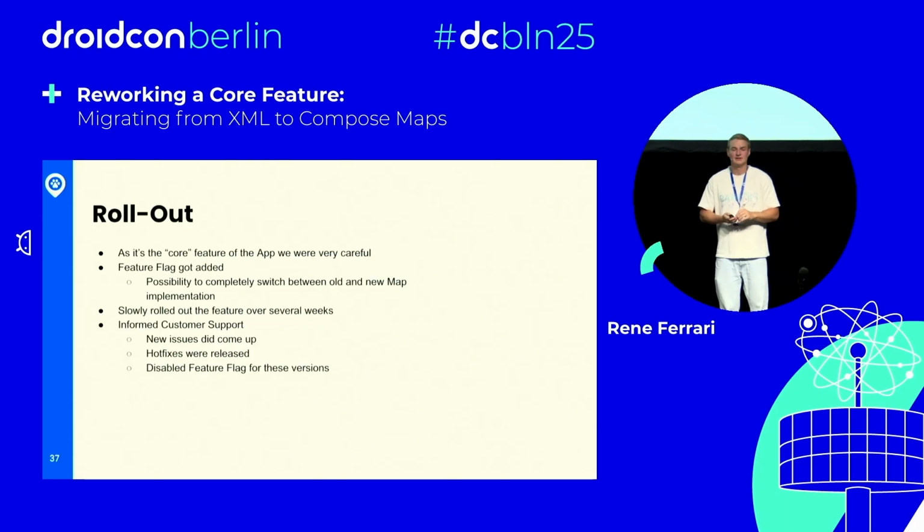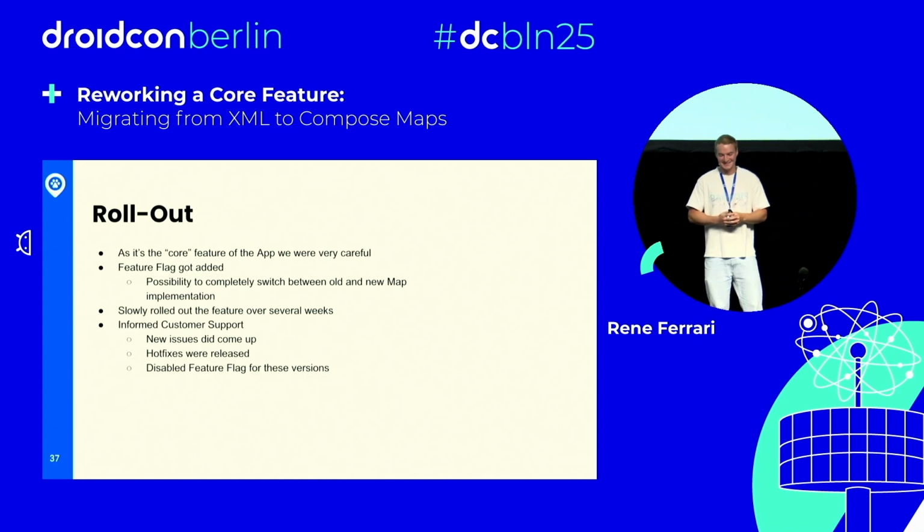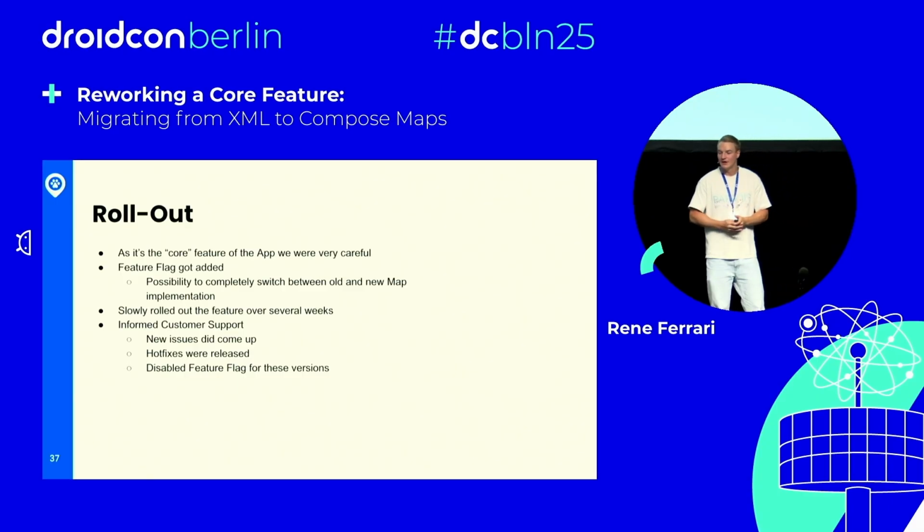And then for the rollout, we added a feature flag. Before starting the implementation, I already added that. We could really switch from the old implementation to the new one, old architecture, new architecture. It was really nice because we had just one flag, and you could turn it off anytime you want, which came in handy because we had some hot fixes after the first release, and we could always switch off the feature for those versions which were faulty.